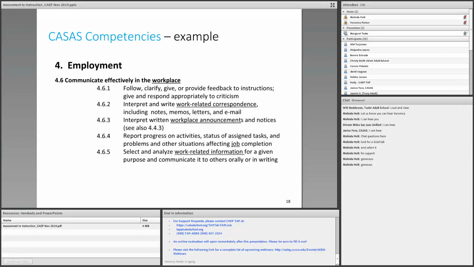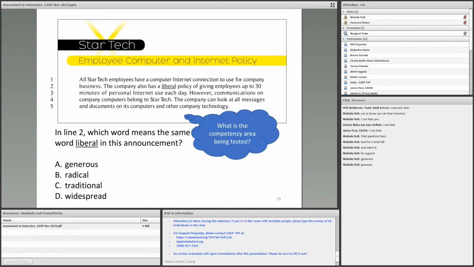Here's another example of a competency. We've got employment as the content. We've got communicate effectively in the workplace as the area. And then we've got the statement, for instance, interpret and write work-related correspondence, including notes, memos, letters, and email. So that's how we categorize items.